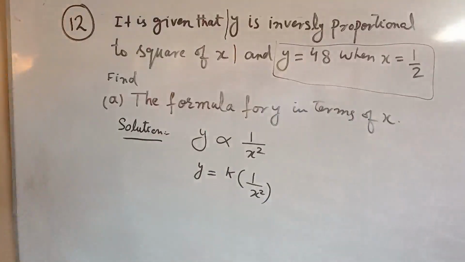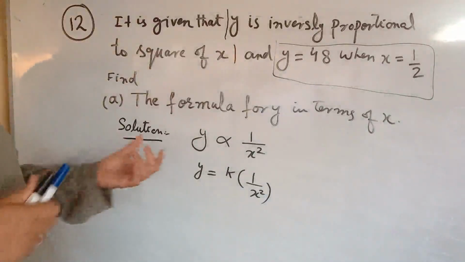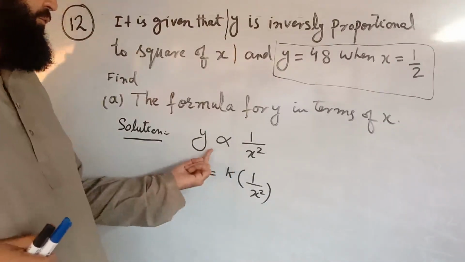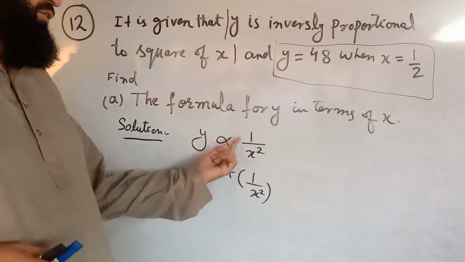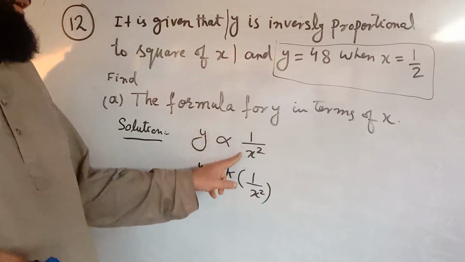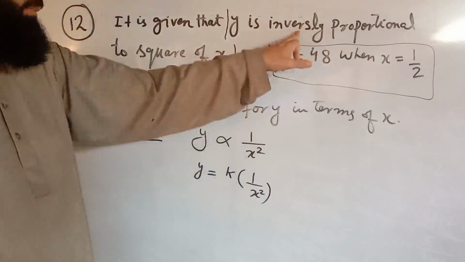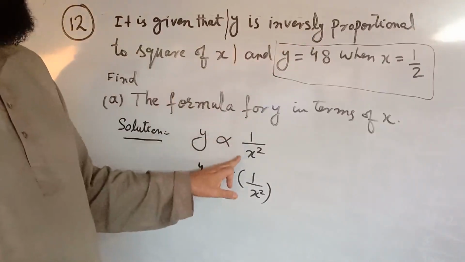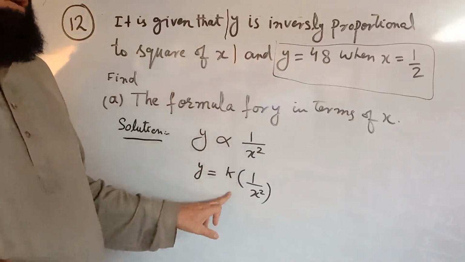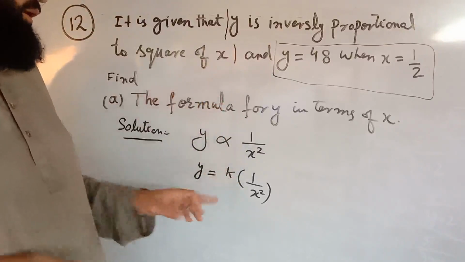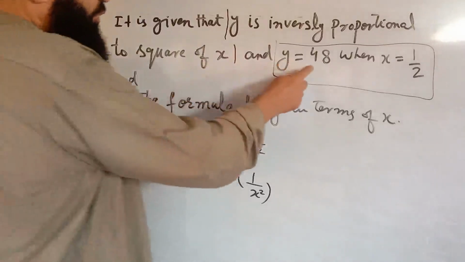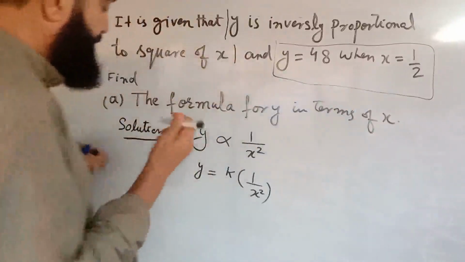Whenever you are doing the question of variation, whether it is inverse proportion or direct proportion, first we will put the relation here, y proportional to whatever here. It is inverse, mean 1/. If it is directly proportional to, we will put x square. We will not put 1/x square. If it is inverse proportional, we will put 1/. Now using these two, y is 48, x is 1/2. Put here.